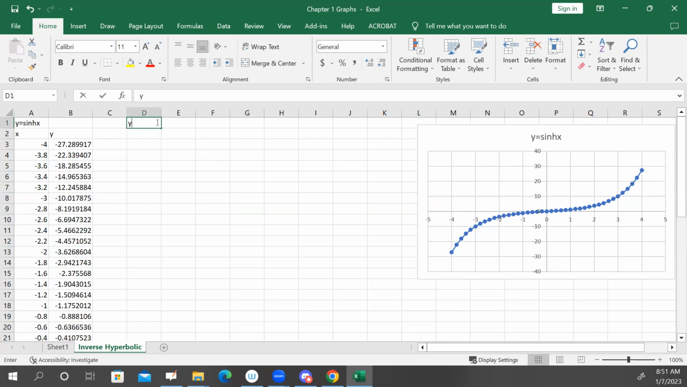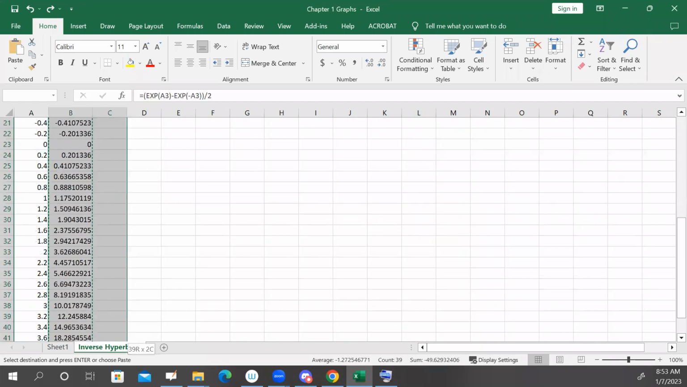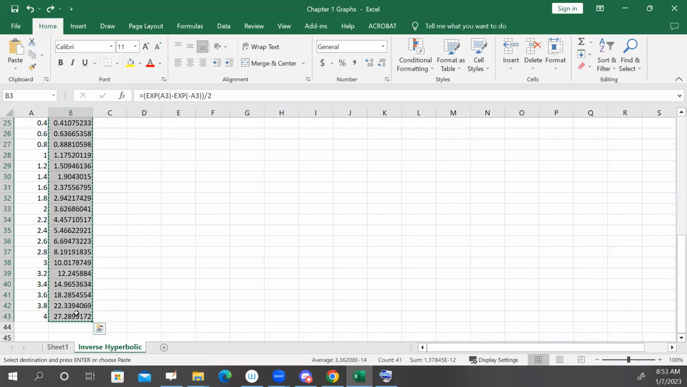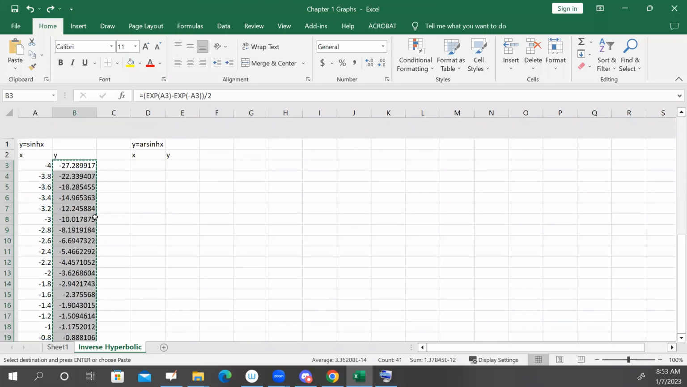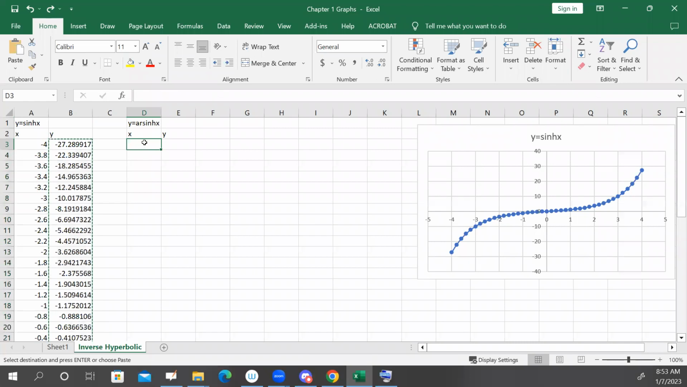I'm going to draw the graph of y equals arsinh x. You know the rule, as I told you: the x and y coordinates just need to switch. So when I'm trying to switch it, I'm going to take these y values and copy them. Then I'm going to create a new column for x.